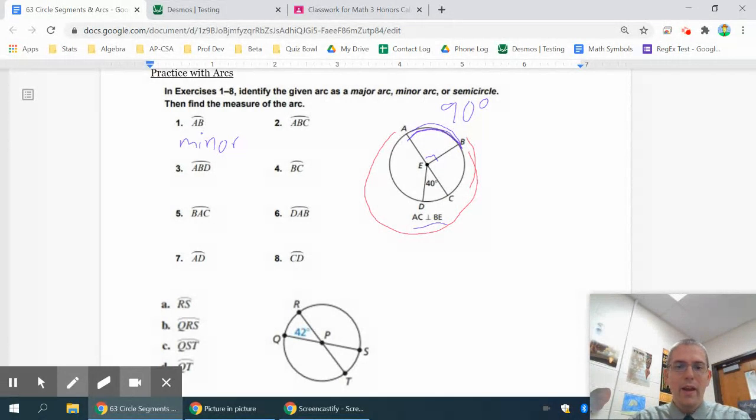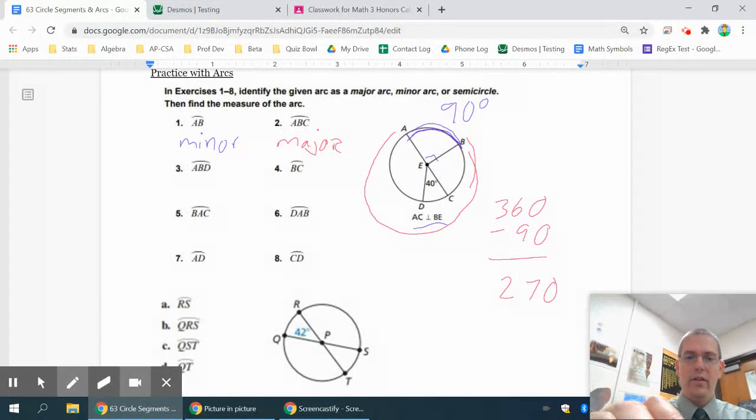going home the long way. And in this case, since we know the arcs add to 360, first of all, this is a major arc because it's clearly bigger than half a circle. And to figure out the measure, if you know they add to 360, this arc would be 360 minus 90 degrees, which would be 270. So that gives you an idea of how to figure out some of those arc measures.